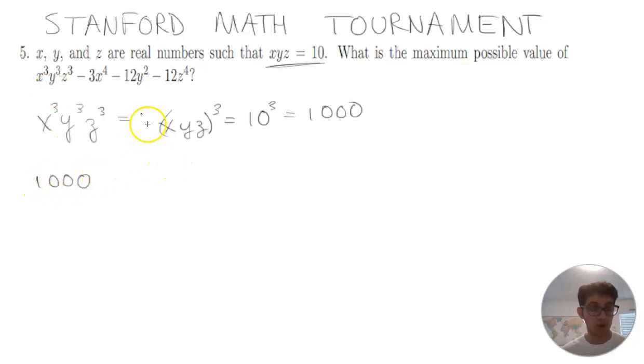Now I'm going to do a little bit more. I notice that there's minus, minus, minus, and then 3, 12, and 12 are all multiples of 3. So I'm just going to take out a 3 over here. Now I'm left with, pause the video and work through this on your own, x to the fourth plus 4y squared plus 4z to the fourth.